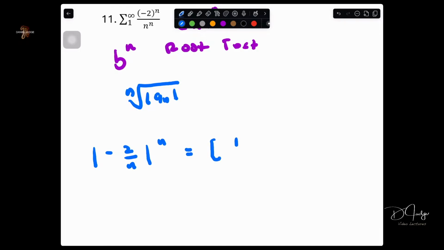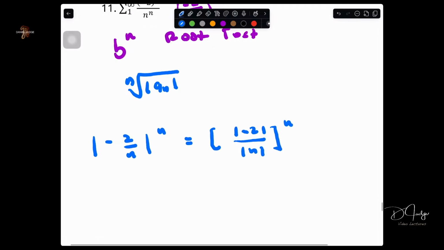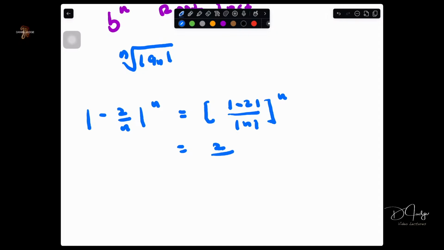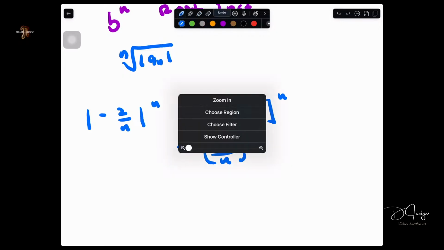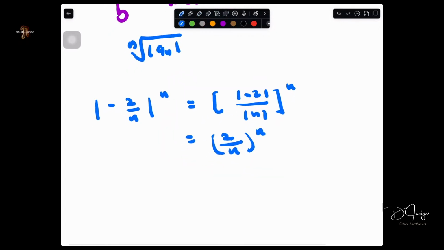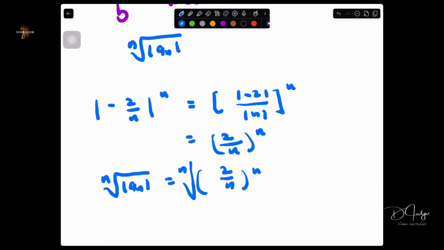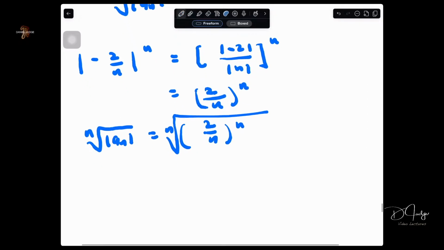So by properties of absolute value, we end up getting 2 to the n raised to the nth power, because this n term here is positive and the absolute value of 2 is 2. So what we can do now is take the nth root of this term, which is really 2 over n, nth root, which we end up getting is really 2 over n.